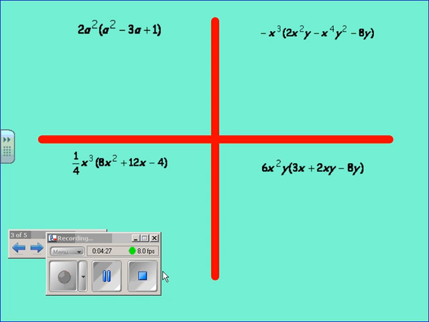Now we're going to do a few examples. The first problem that's shown is the problem we just did in the examples with the steps. So we're going to skip to the second example. If you look here, we have negative x cubed, which is our monomial, and we're going to multiply that times the trinomial 2x squared y minus x to the 4th y squared minus 8y. Now in this problem, we have two different kinds of variables.